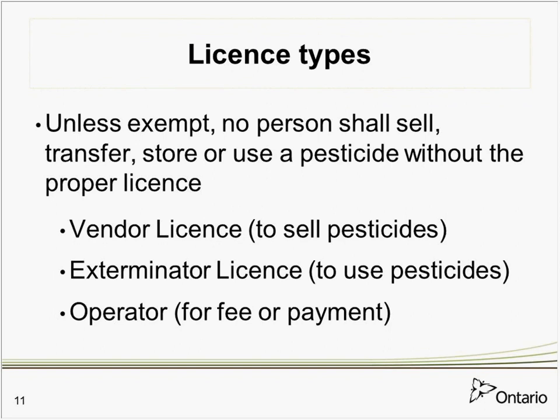The license type, so, an example, no person shall sell, transfer, store, or use a pesticide without the proper license. The licenses would be vendor's license to sell pesticides, an exterminator license for someone who's using a pesticide, and operator license if you are performing the extermination for fee or payment. And that would come into place any time that there's an exchange of money in exchange for an extermination.